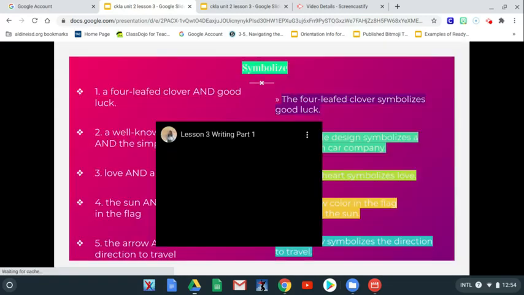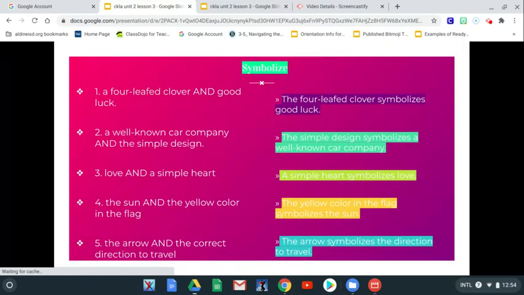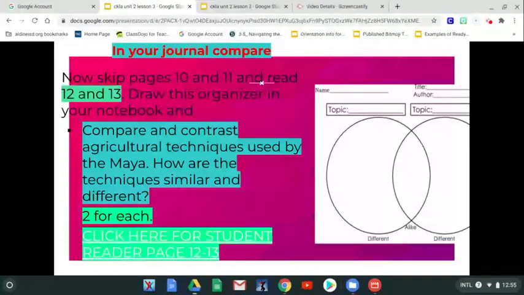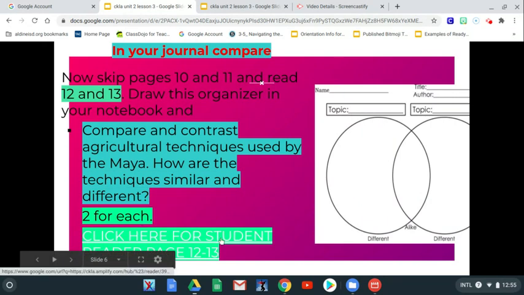So that is the end of our reading lesson. I hope that you understood, and I know that you did really well. Make sure that you go back through and complete the activities that you're supposed to complete in your journal. And if you need more clarification, click on the link for the student reader that is right here so that you can go and read the portions of the story that we read today.